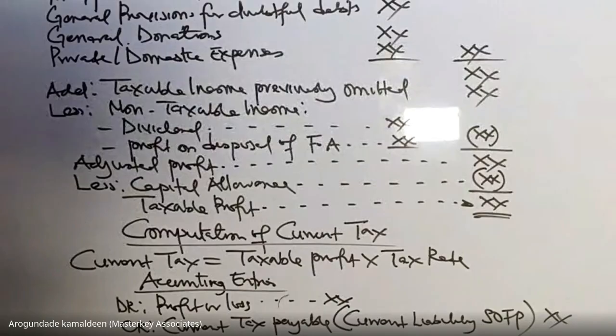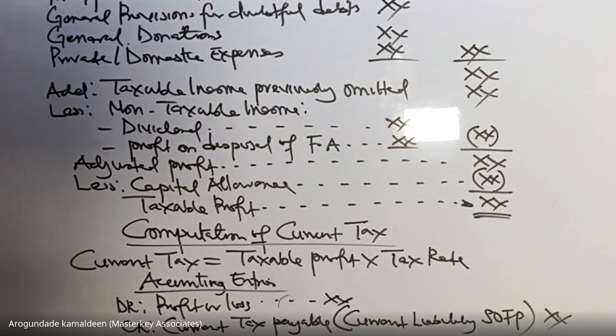Class, look back at the question. Yes? Is there any reason why we didn't add back loss on disposal of non-current assets? Thank you. Please mute your mic now.